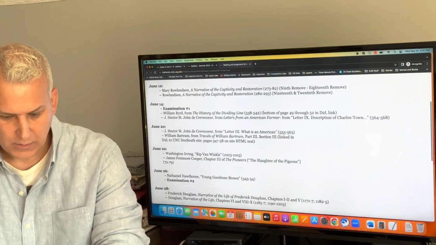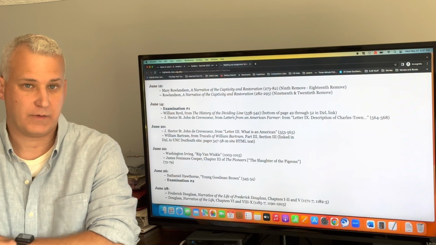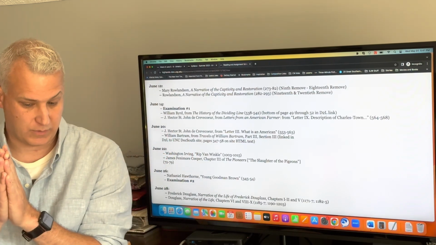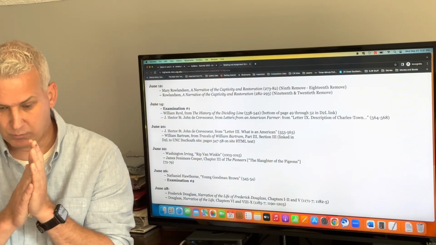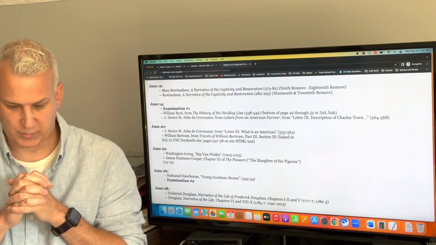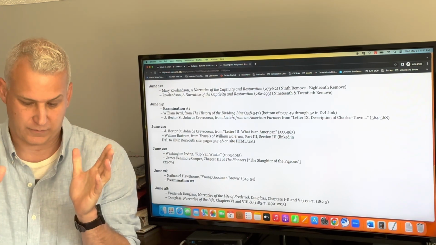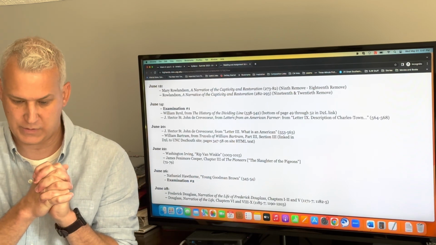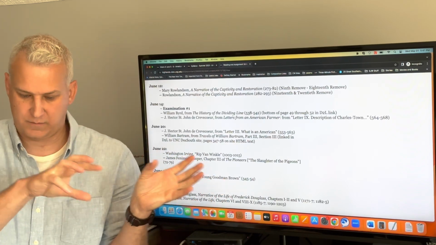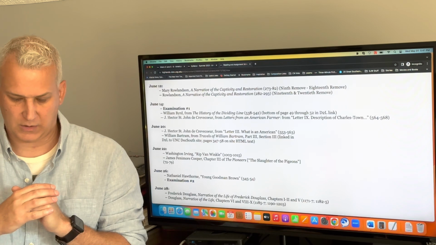We will read Rip Van Winkle by Washington Irving, which is about Rip Van Winkle sleeping through the American Revolution. We will read the Slaughter of the Pigeons section from James Fenimore Cooper's The Pioneers. You may know James Fenimore Cooper from The Last of the Mohicans. The same main character from The Last of the Mohicans is in Slaughter of the Pigeons.